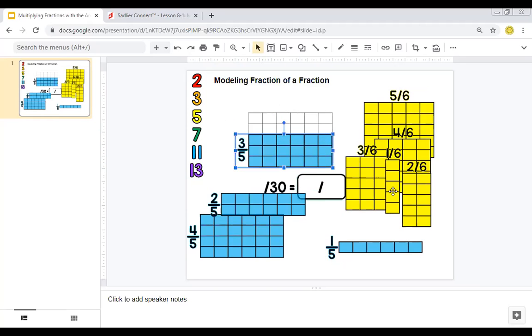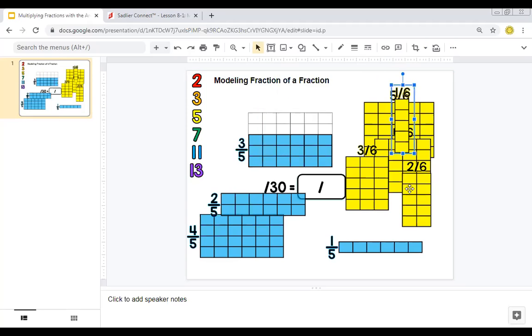And I added this to the Google Classroom in case you wanted to play around with it. But what would 1/6 times 3/5 be? What would the answer be? 3/30ths, because 3 of the sections are shaded with both colors out of a total of 30 parts.